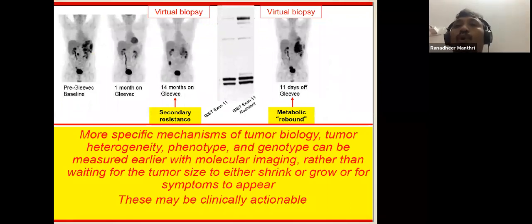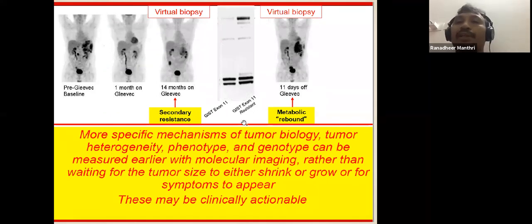So more specific mechanisms of tumor biology, tumor heterogeneity, phenotype and genotype can be measured earlier with molecular imaging rather than waiting for the tumor size to shrink or grow or for tumors to appear. See, suppose this is in GIST. Gleevec is nothing but imatinib.